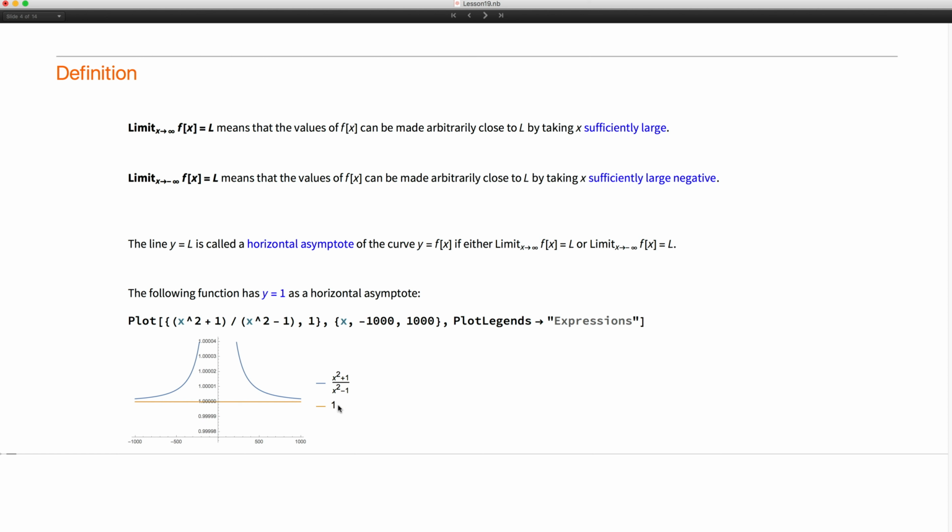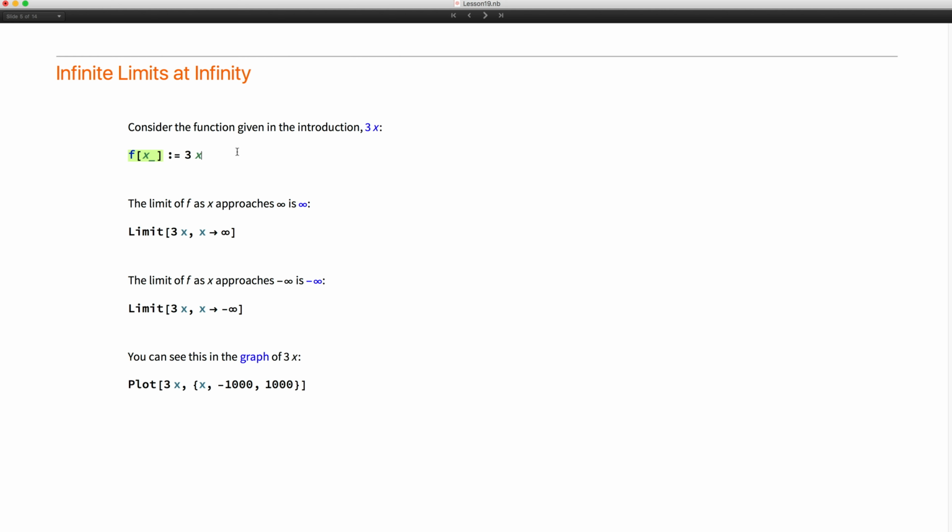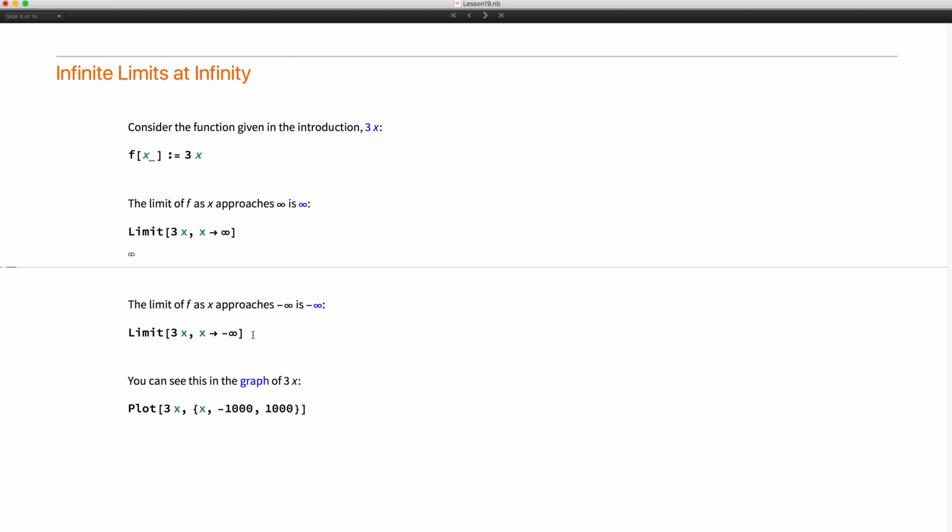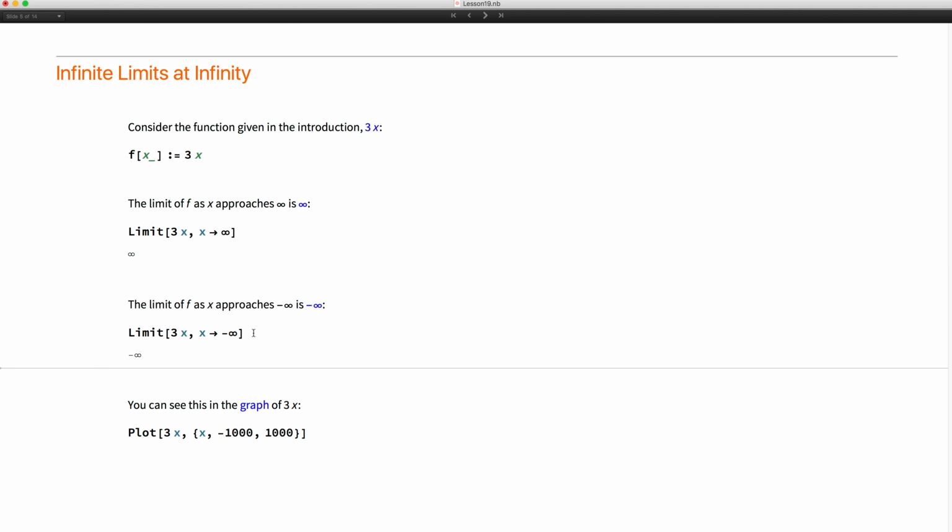Now let's talk about the opposite behavior where you do not have a finite answer at infinity. You have infinite limits at infinity. Here's a very simple example, which we saw a little earlier on as well. When you take the limit of 3x as x approaches infinity, the answer is infinity. And just the opposite happens at negative infinity. So the plot here has no horizontal asymptotes.